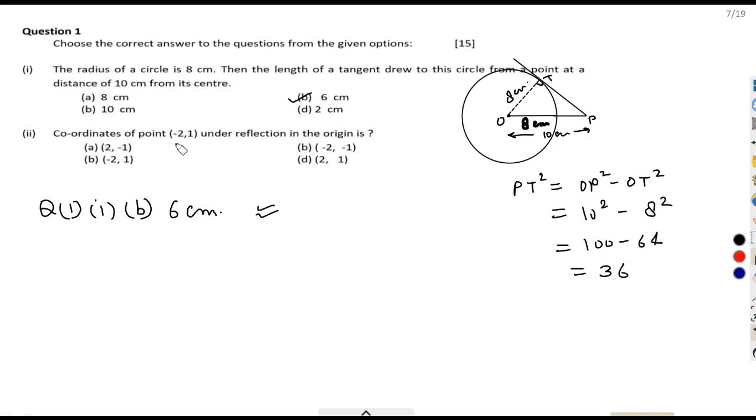Second part, coordinates of point -2, 1 under reflection in the origin. When we are taking reflection in the origin, then both coordinates will be reversed by its sign. It means its image will be 2, -1. Second part, A option is the right option and the right answer is 2, -1.